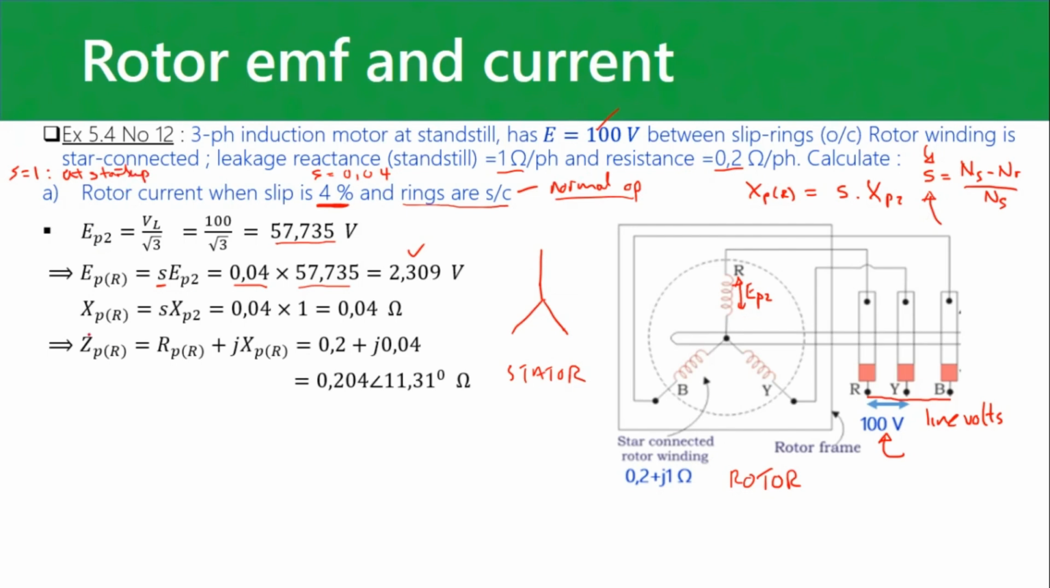So we were working out XP2R. This S times XP2. This 1 comes from that 1 ohm. Then we work out the impedance. And now we can work out the current. As easy as that. To make the voltage or the EMF our reference point, our reference angle. And now we have IP2R of 11.319 amps when this thing is rotating, when it's doing its work.